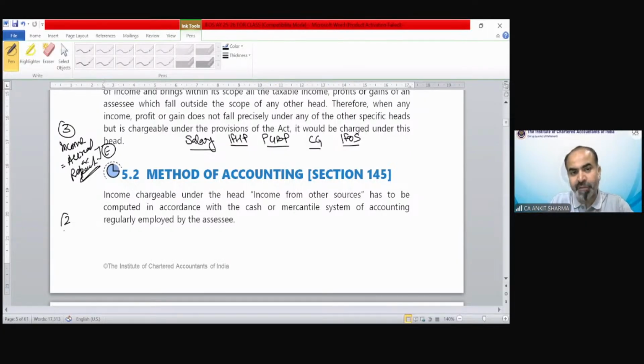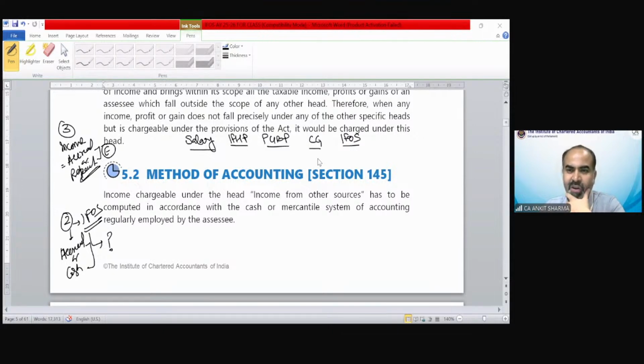For 2 heads of income, you have an option in the method of accounting. Either you can tax as per the accrual system of accounting, that means the mercantile system, or as per the cash system of accounting. 1 head of income is income from other sources. Can you tell me which is the other one? Except that, all need to be taxed on the basis of... Soumya is saying PGBP.